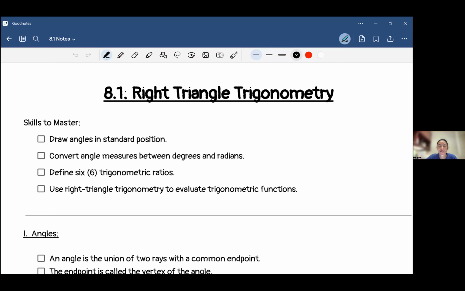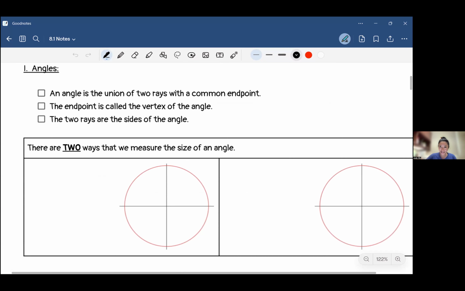This is the start of our chapter on trigonometry. And in this video, we're going to take a look at right triangle trigonometry. We're going to take a look at some angles, we're going to take a look at some trigonometric functions, and then we're going to take a look at some word problems. Okay? So let's jump right in and get started.